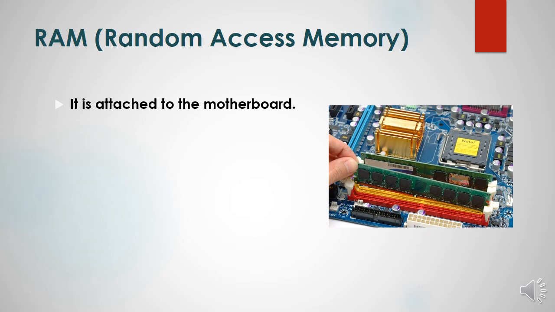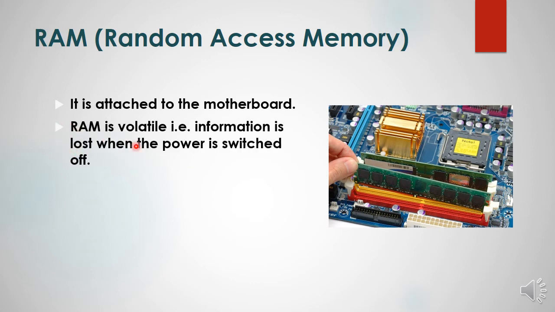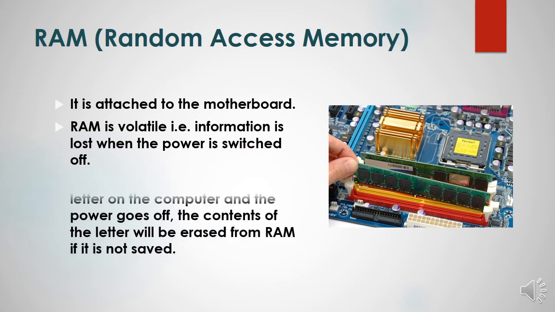It is attached to the motherboard, as you can see in this diagram. RAM is volatile, such as information is lost when the power is switched off. For example, someone is typing a letter on the computer and the power goes off. The contents of the letter will be erased from RAM if it is not saved. So if you have not saved your information, it will be lost from RAM if the power is switched off.